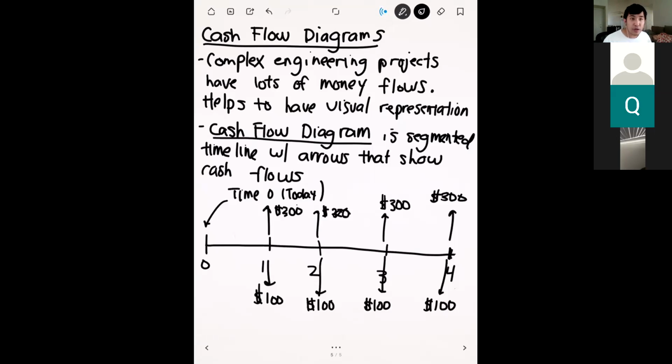The other thing that's really common that you'll see in these cash flow diagrams is a large cost at today's time. Let's say that in order to get this project off the ground, we had to pay $1,000 as part of our initial costs.